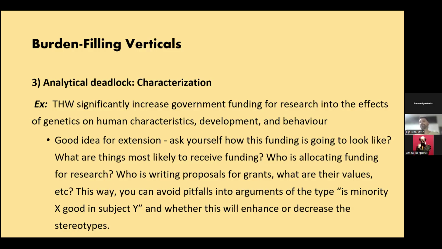Sometimes this is an overlooked burden, right? Because you're just looking at burdens like mechanisms, impact, stuff like that. But one of these is characterization, right? And I think often you can vertically extend this by saying, okay, look, where does this debate mostly take place? And then if you prove this burden, you basically change the comparative of the round. Maybe it's going to be a bit more clear with this example. The example is: this house would significantly increase government funding for research into the effects of genetics on human characteristics, development, and behavior.